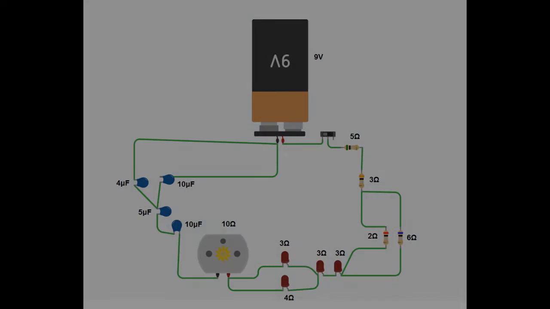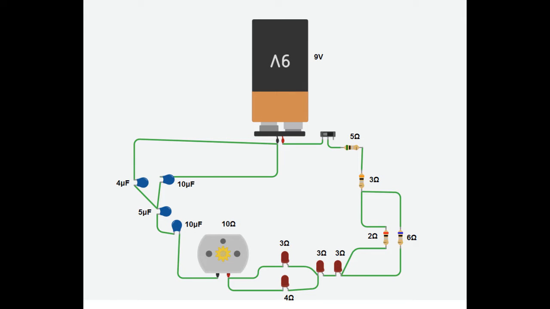These are the different values of information for each component. The battery has 9 volts, and then the 2 resistors in series have 5 ohms and 3 ohms. The 2 resistors which are in parallel have 2 ohms and 6 ohms. The 2 light bulbs in series have 3 ohms and 3 ohms. The 2 light bulbs in parallel have 3 ohms and 4 ohms. The DC motor has 10 ohms. For the 2 capacitors in series, they have a capacitance of 10 microfarads and 5 microfarads. For the 2 capacitors in parallel, they have a capacitance of 4 microfarads and 10 microfarads.